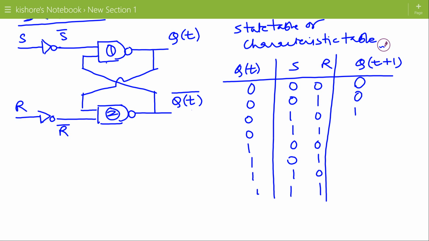1. When both inputs are 1 or high, next state is an invalid state. When present state is 1, both inputs are 0, next state is 1. When present state is 1, S 0, R 1, next state is 0. When present state is 1, S 1, R 0, then next state is 1. When both inputs are high, then invalid state.